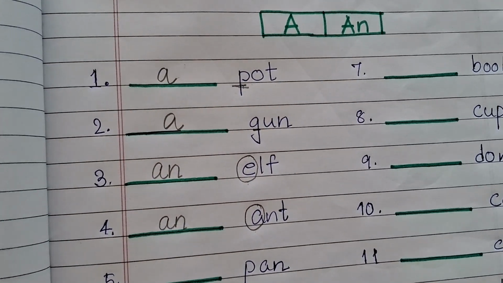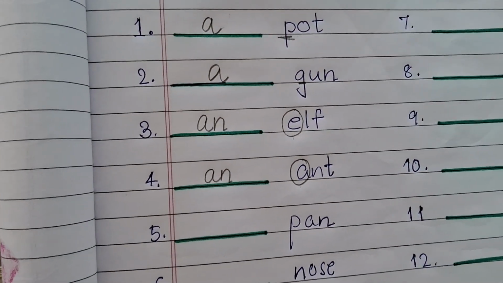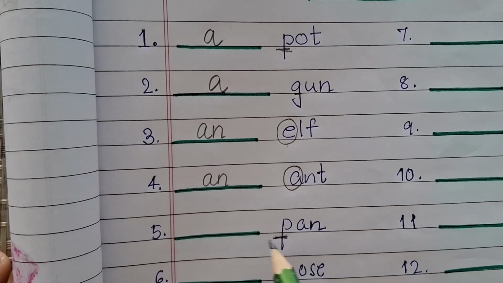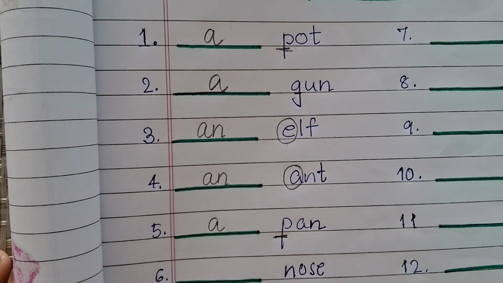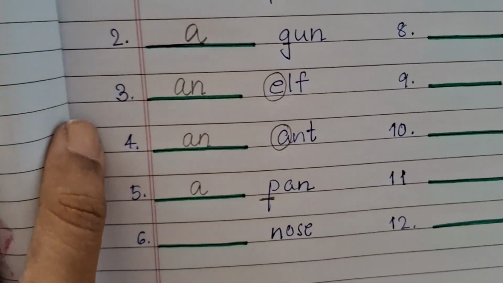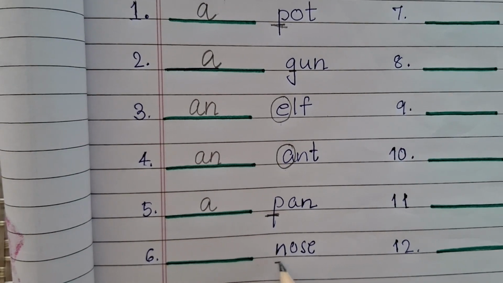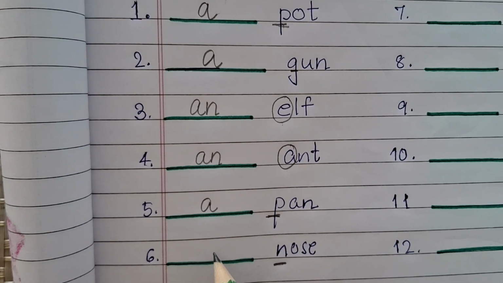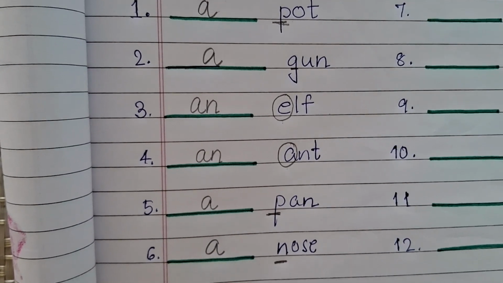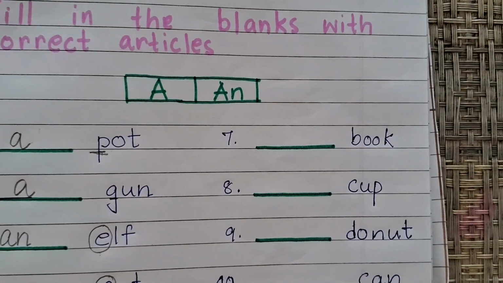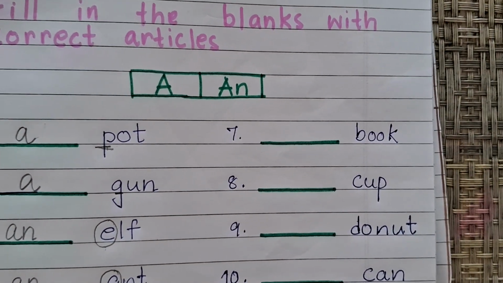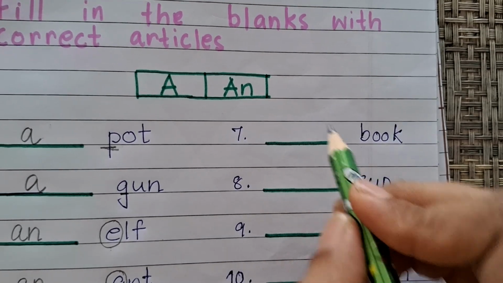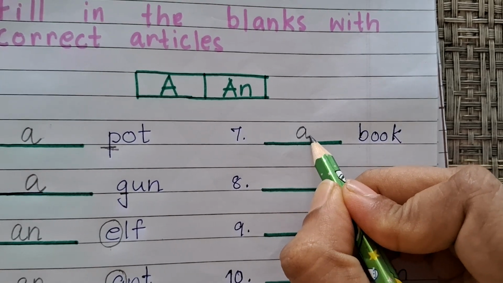Pan. Pan starts with the letter P. P is a consonant. So what will I write? I will write here a pan. Next, nose starts with the letter N and we all know N is a consonant. So what will I write here? A nose. Okay, next, book. B is a consonant. What will I write? I will write here a book.